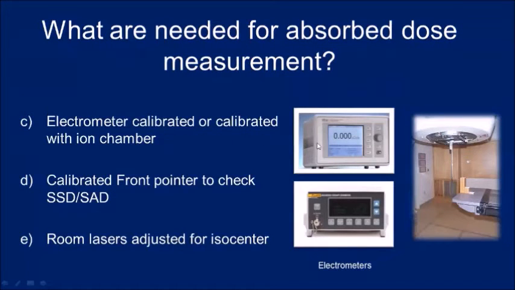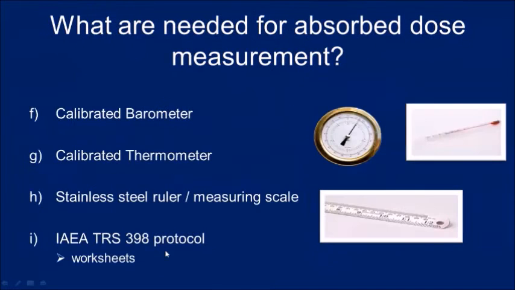You need an electrometer which should be calibrated, preferably calibrated with the ion chamber. Calibrated front pointer, I would prefer a mechanical front pointer. You can also use your optical front pointer if it is calibrated very accurately, or room lasers if it is nicely adjusted to the isocenter. You also need a calibrated barometer and calibrated thermometer for measuring pressure and temperature.